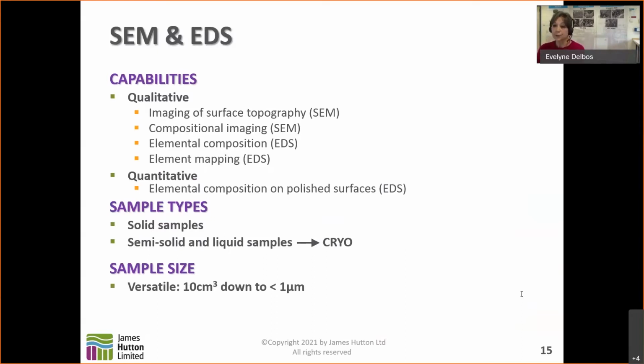The types of samples we can analyze are very varied, obviously. Anything that is solid can be looked at. But as I mentioned earlier on, with the cryogenic attachment that we have, we can also look at semi-solids and liquid samples, obviously in a frozen state, so they become solids. The sample size of the material is also very versatile. Anything from 10 centimeters in diameter down to less than a micron is possible. Next slide, please.